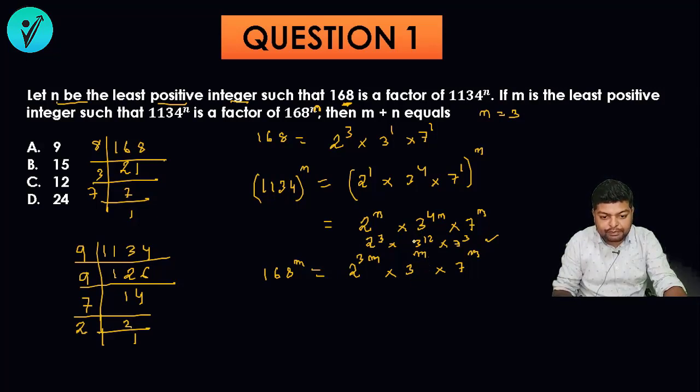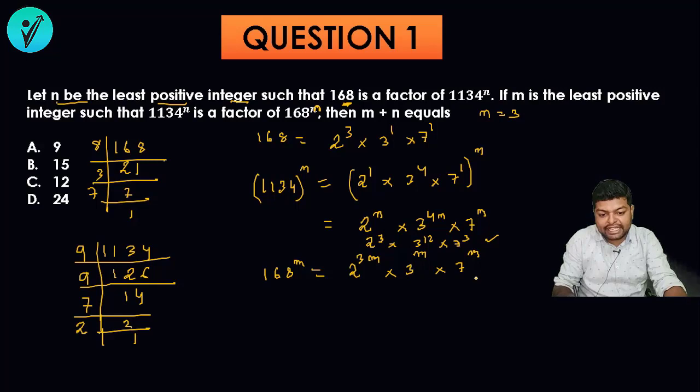If this 3 to the power of 12 has to completely divide 3 to the power of m, means this 3 to the power of m has to be completely divided by 3 to the power of 12, so what should be the minimum value of m that we'll be taking? The value of m that we need to take is 12.